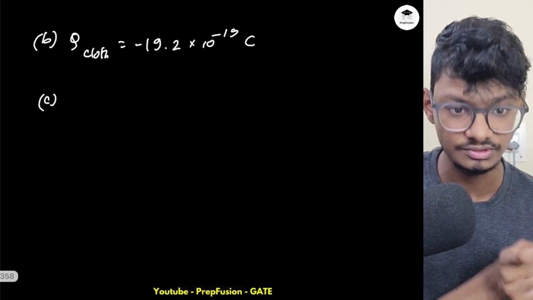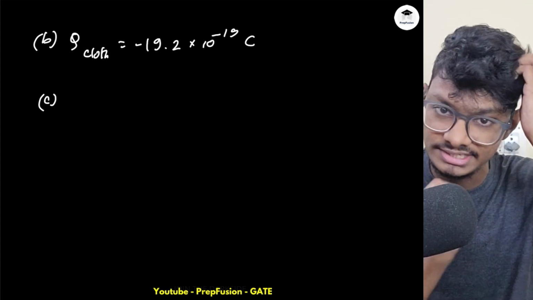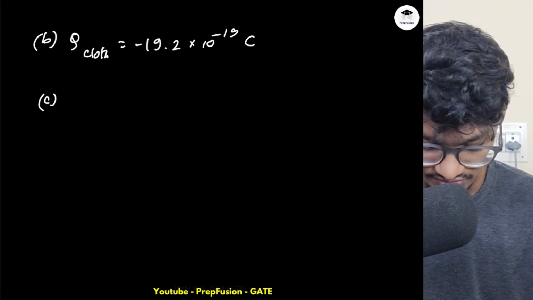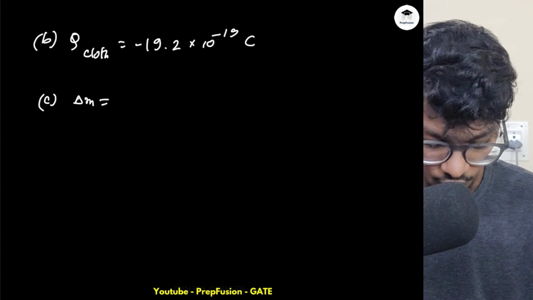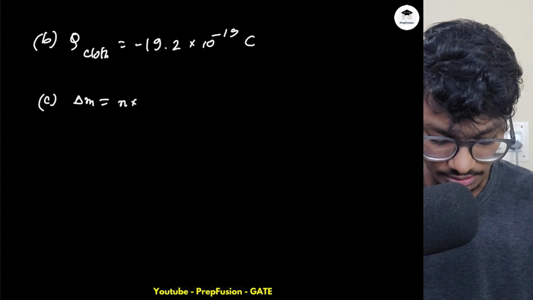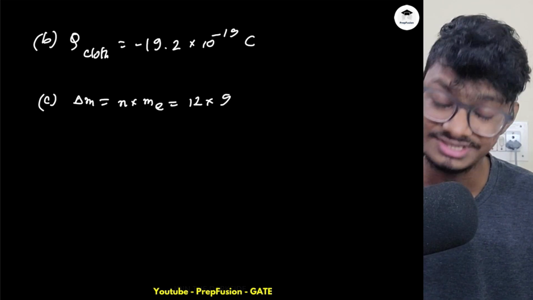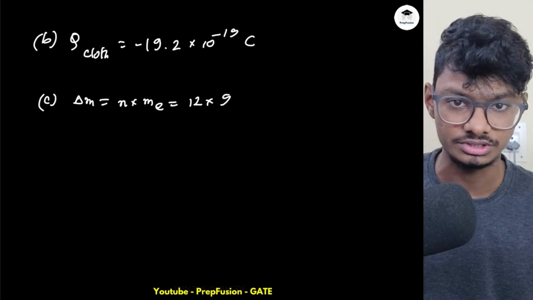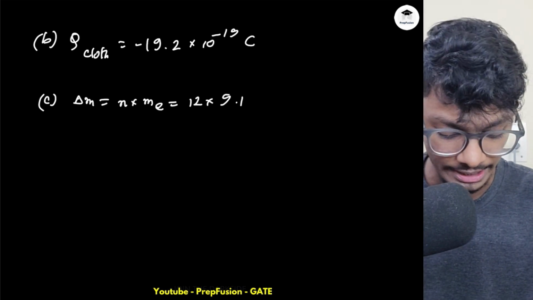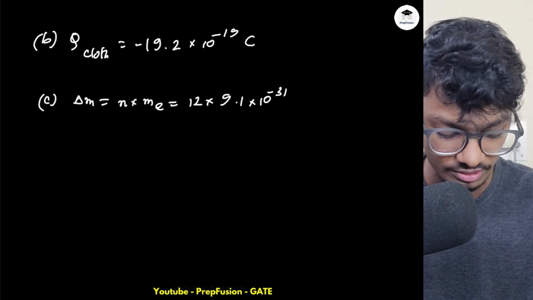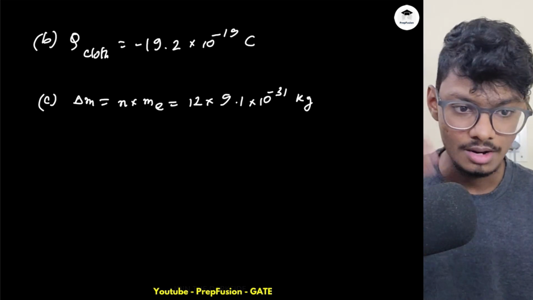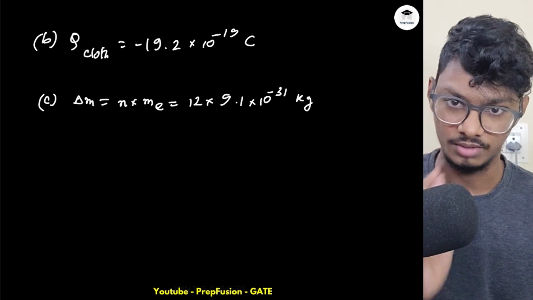So if charge has been transferred, mass will be transferred, although it will be negligible. So the transfer of mass, delta m, will be n times the mass of electron. N is 12. The mass of electron, although they will give it in the question, you should also remember: it is 9.1 into 10 raised to power minus 31 kg.